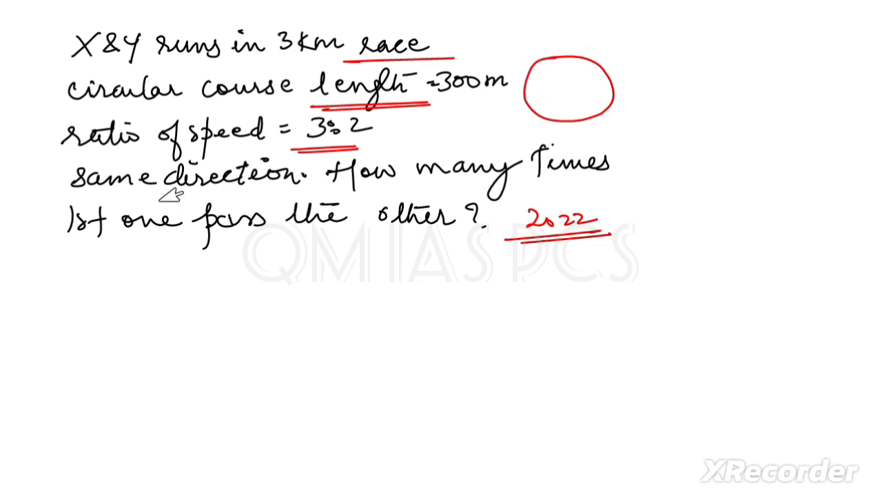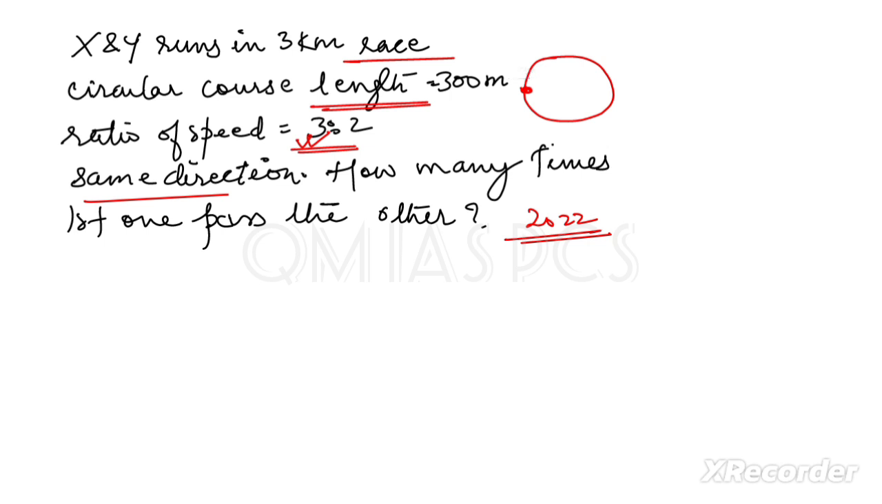They are moving in the same direction, so how many times does the first one pass the other? Obviously the first one is faster, so it will pass the other, Y. We have to calculate that, and we have to ignore one thing: when they are starting at this point, that meeting point we have to ignore. We should not count that one.